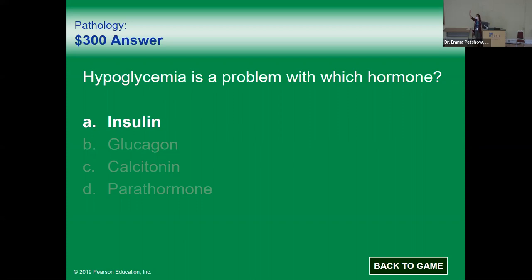We're studying for boards. The glucagon is going to encourage increased blood sugar, right? So we're going to encourage glucose release from our tissues. So it'd be the opposite problem.